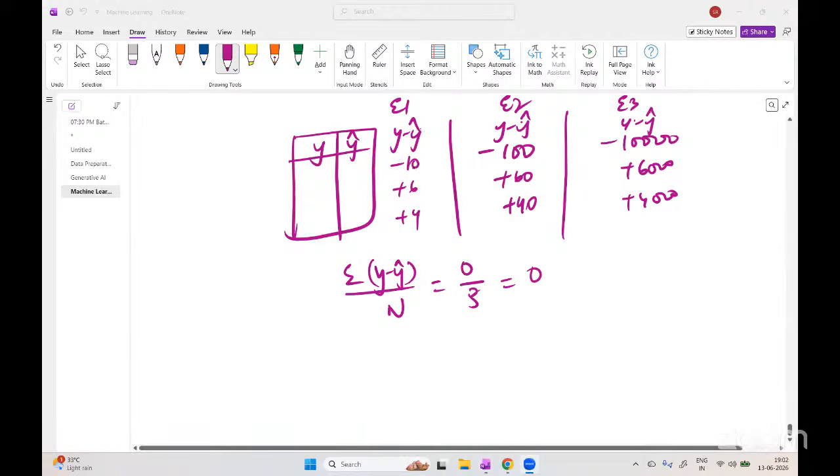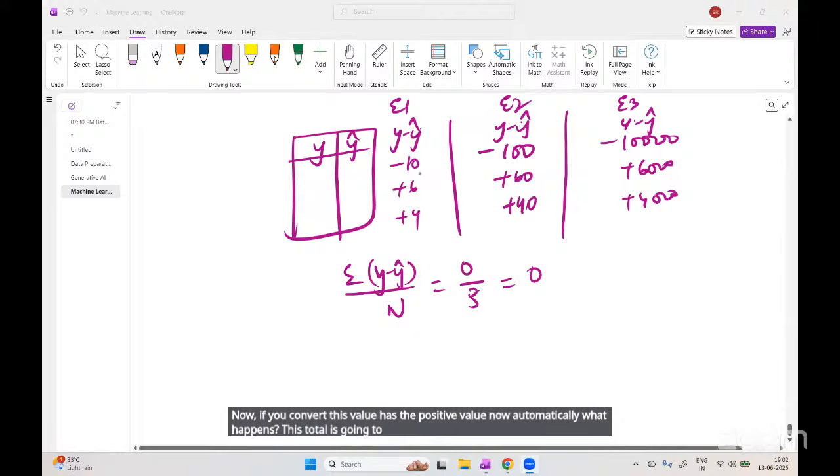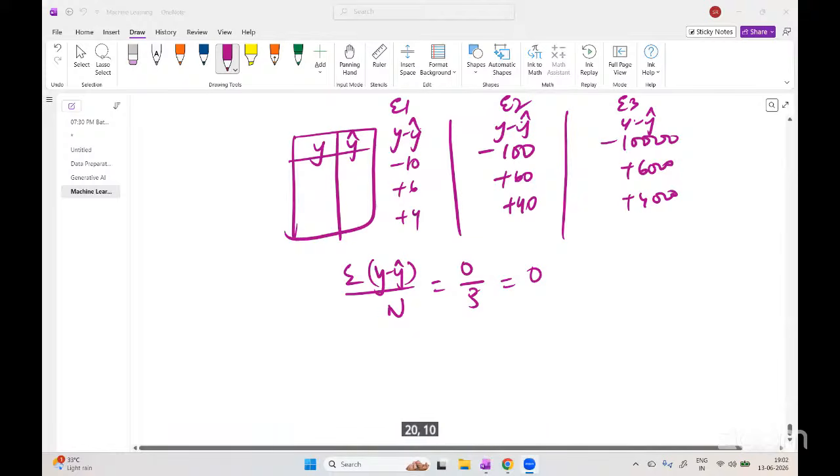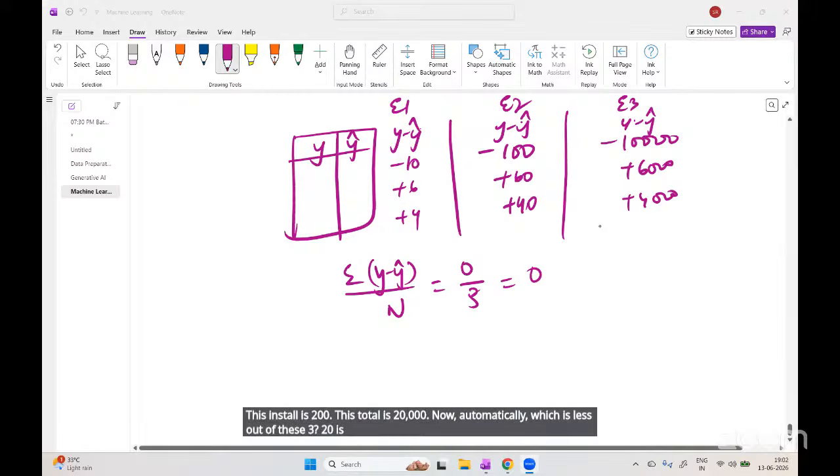Now, if you convert this value as the positive value, now automatically what happens? This total is going to become 20. 10 plus 6 plus 4, 20. This total is 200. This total is 20,000. Now, automatically, which is less out of these three? 20, 200 or 20,000? 20 is the least one. So, automatically, then we'll identify the equation one. That is nothing but model one.